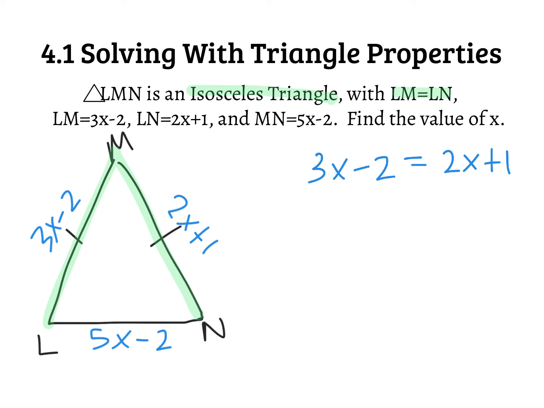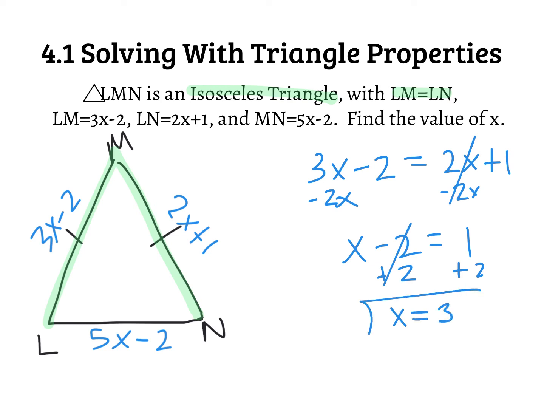So let's move the x to the left. I'm going to subtract 2x on both sides. I have 3x minus 2x is just 1x equals 1. To get rid of the 2, we do the opposite. We add 2 to both sides. And I have x equals 3. I found the value of x.